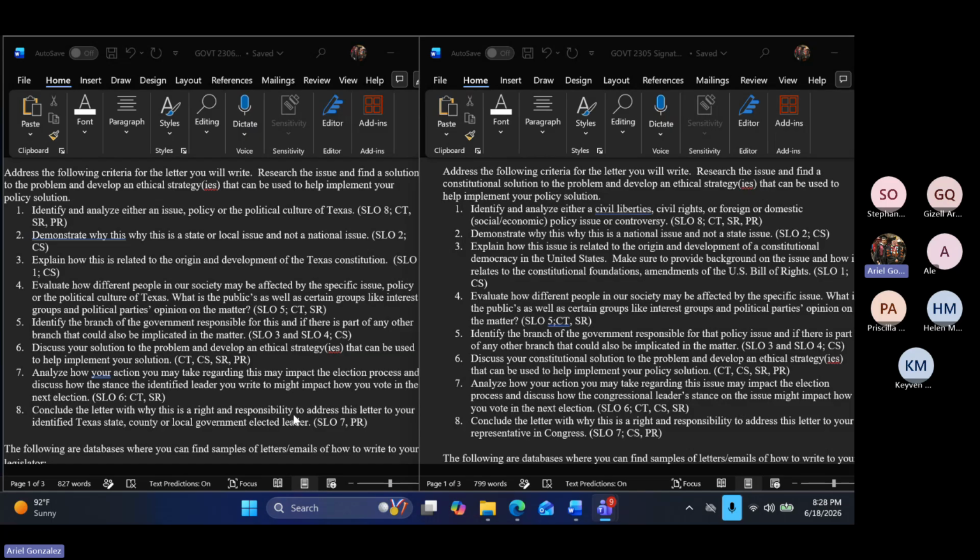Conclude the letter with why this is a right and responsibility to address this letter to your identified Texas state, county, or local government elected leader, and then conclude the letter why this is a right and responsibility to address this letter to your representative in Congress. So 7 and 8 you can kind of combine them because your right is through the First Amendment, like I mentioned, the right to petition your government, the right to redress grievances, the right to get involved in this upcoming election and to make your voice heard.